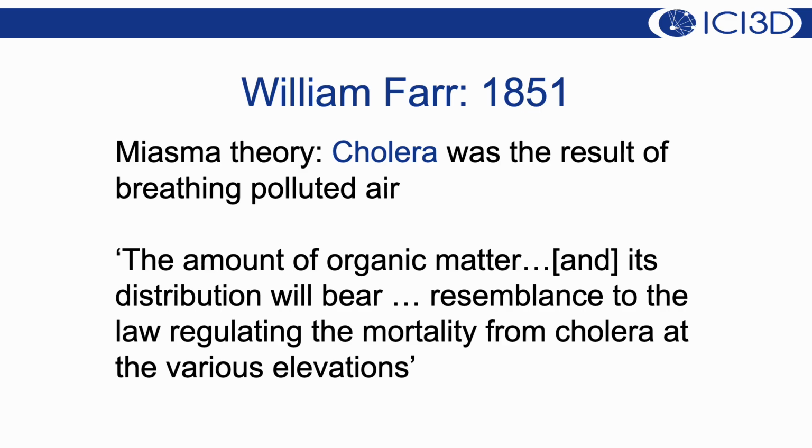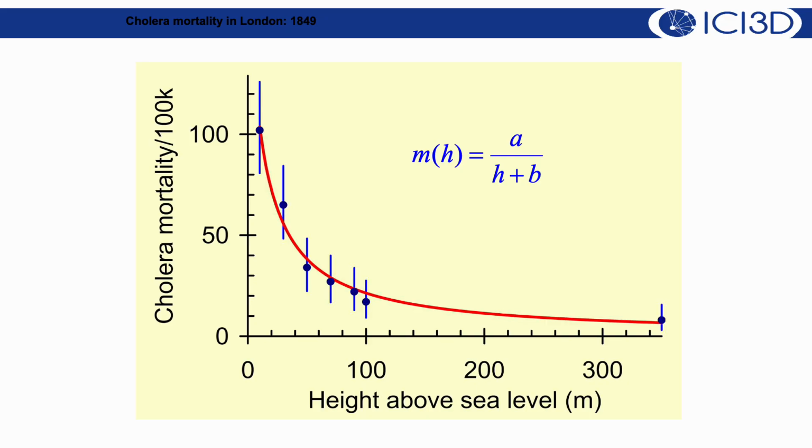He basically said that the amount of organic matter and its distribution will bear a resemblance to the law regulating the mortality from cholera at the various elevations, by which he meant that the altitude at which you live will impact what's going on with cholera. And he didn't just suck this out of his thumb. He looked at the rates at which cholera occurred in the region of London and going out of London and going up further north to areas where you've got higher altitude.